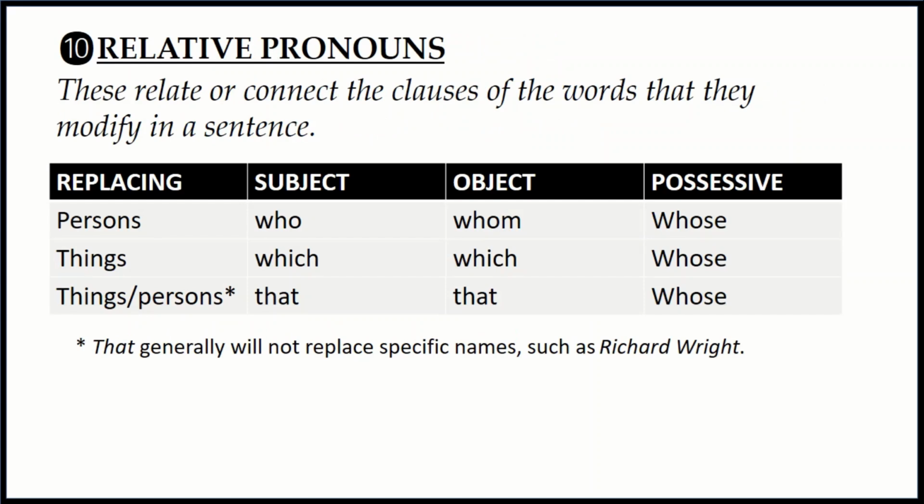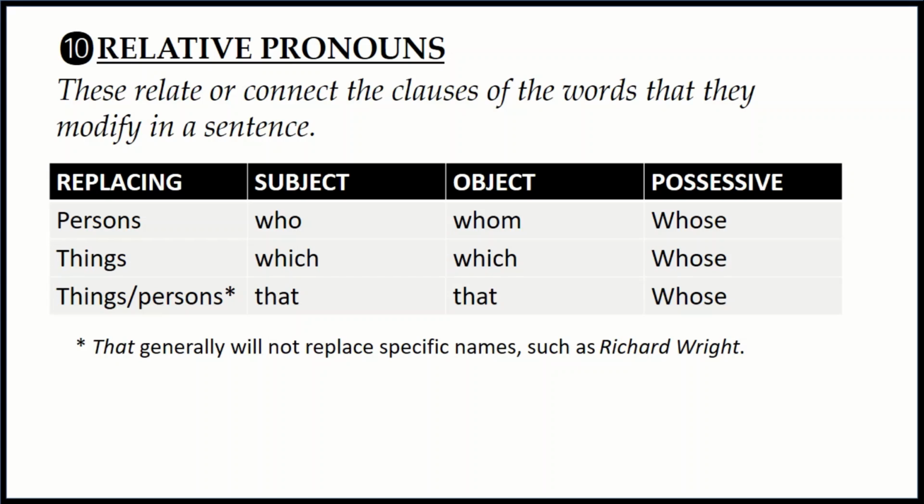Finally, we have relative pronouns. So relative pronouns are basically those that relate or connect the clauses to the words that they modify in a sentence. Okay, so they connect things. So you can look at the examples of which relative pronouns function as subject, which one functions as object, and which one functions as possessive.